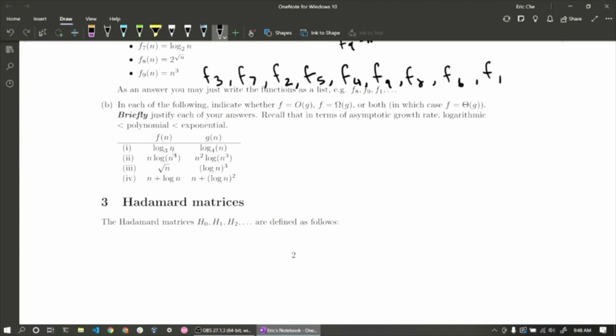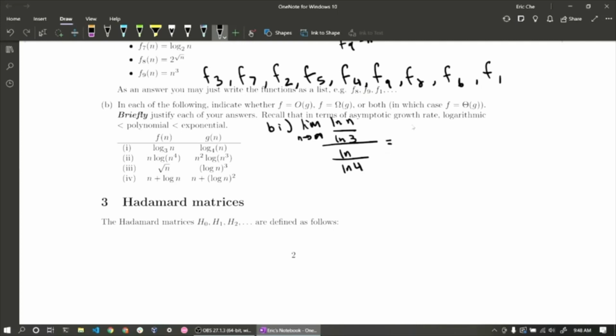So b1, log base 3 of n, log base 4 of n. Attempt these problems yourself before continuing on in this video, but let's go ahead and start with b1. As we take the limit of n approaching infinity, I can modify these functions a bit. I know that log base 3 of n is the same as ln of n over ln of 3. I put the ln of 3 on the bottom so that it's the same as log base 3 of n. And then we can represent log base 4 the same way.